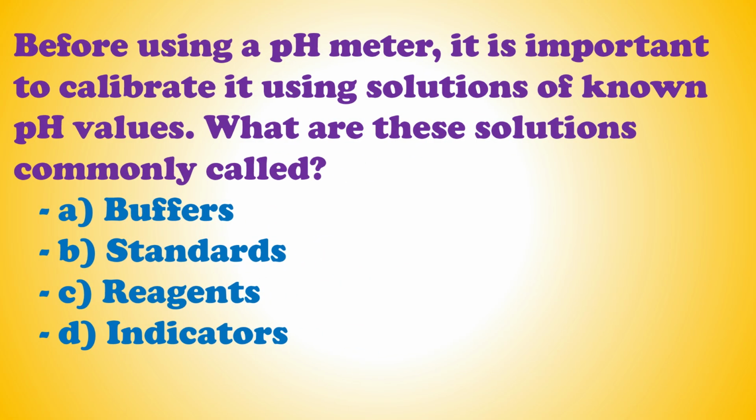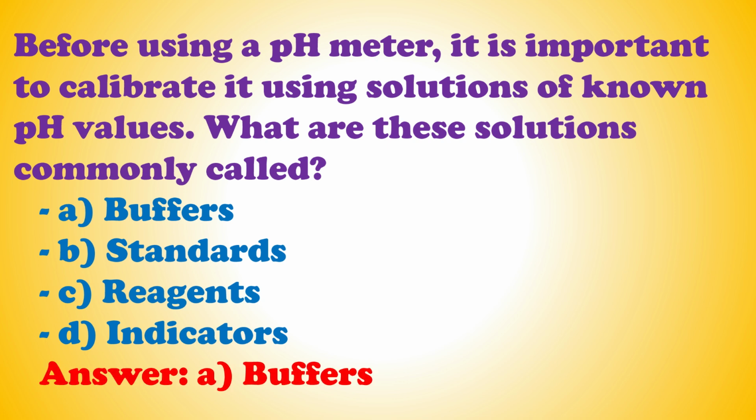The next one. Before using a pH meter, it is very important to calibrate it using solutions of known pH values. What are these solutions commonly called? Buffers, or standards, or reagents, or indicators? Find out the answer now. Of course, you are correct. The answer is buffers.